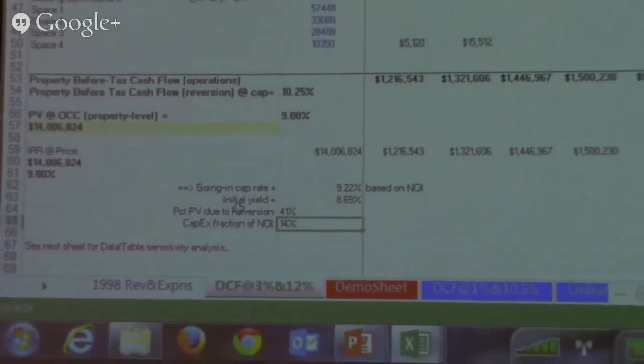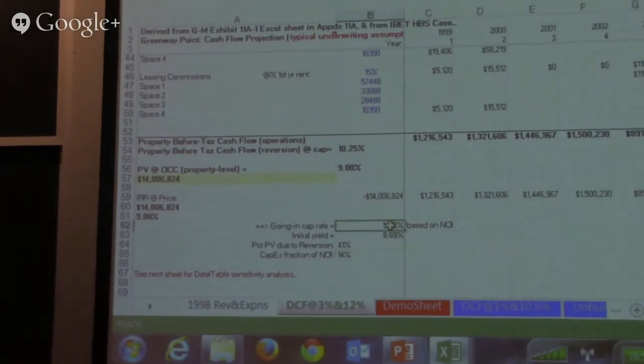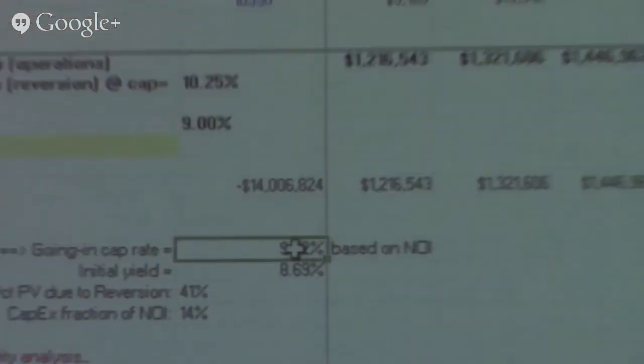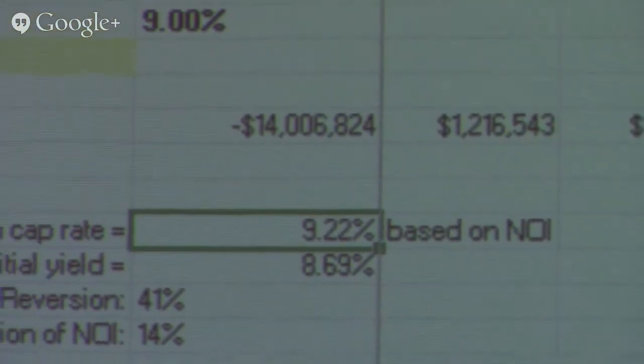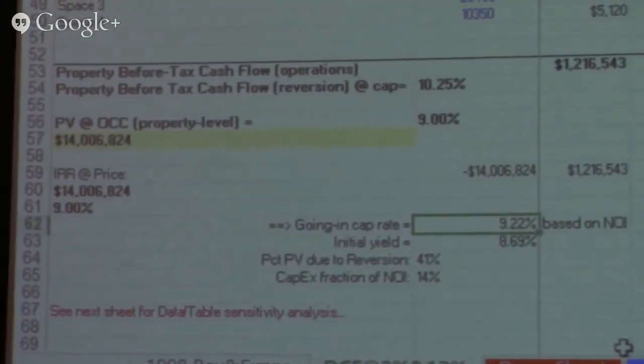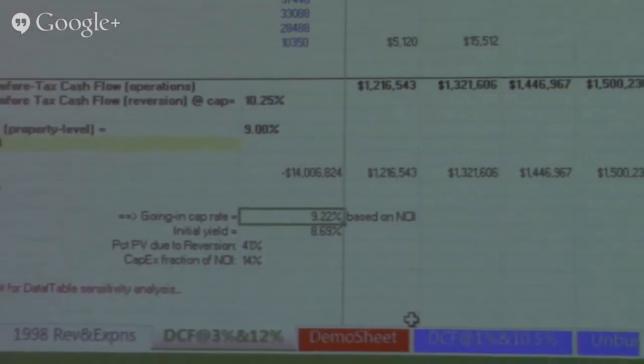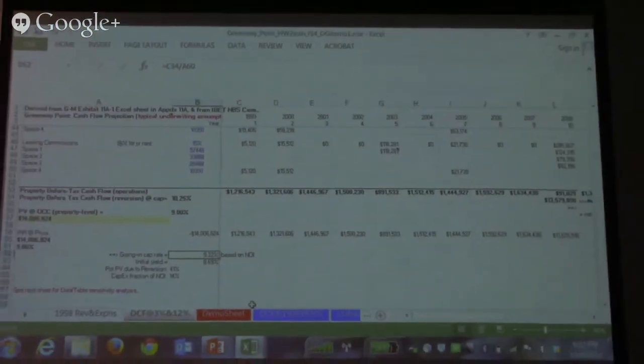And that's gotten my value down to 14 million and my going in cap rate up to 9.22, still too low. Too low of a going in cap rate, too high of a value, but we're getting in the right direction. Two questions with that. One, when you're talking about CapEx being 10 to 20% of NOI, are you talking about all of the pieces in CapEx, including tenant improvements and leasing, or just actual? No, all the pieces of CapEx.